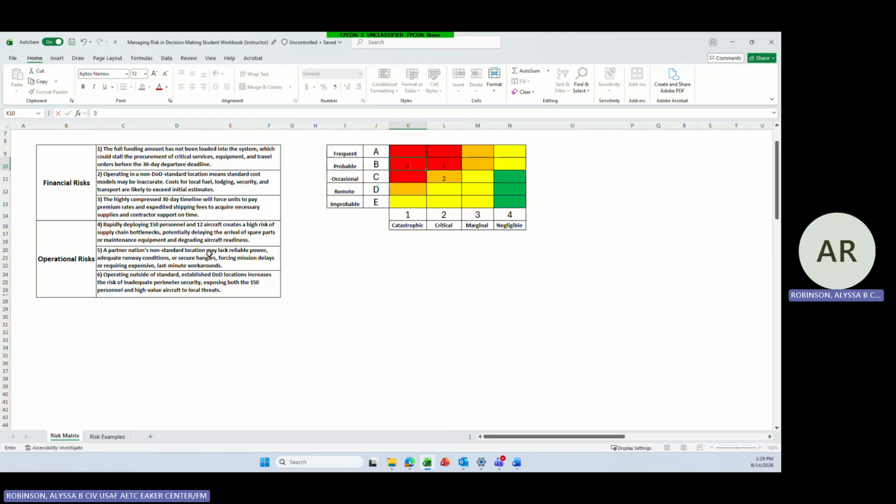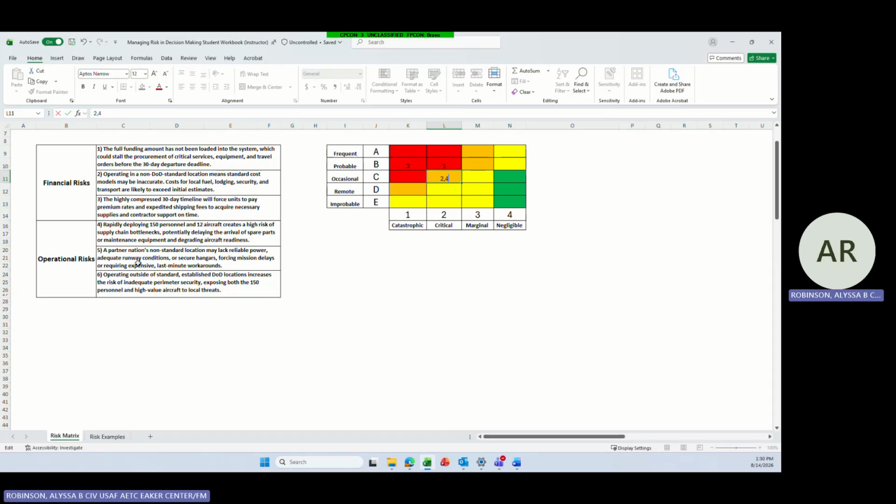Next, for our operational risks, rapidly deploying 150 personnel and 12 aircraft creates a high risk of supply chain bottlenecks, potentially delaying the arrival of spare parts or maintenance equipment and degrading aircraft readiness. I would say this is occasional and also critical.